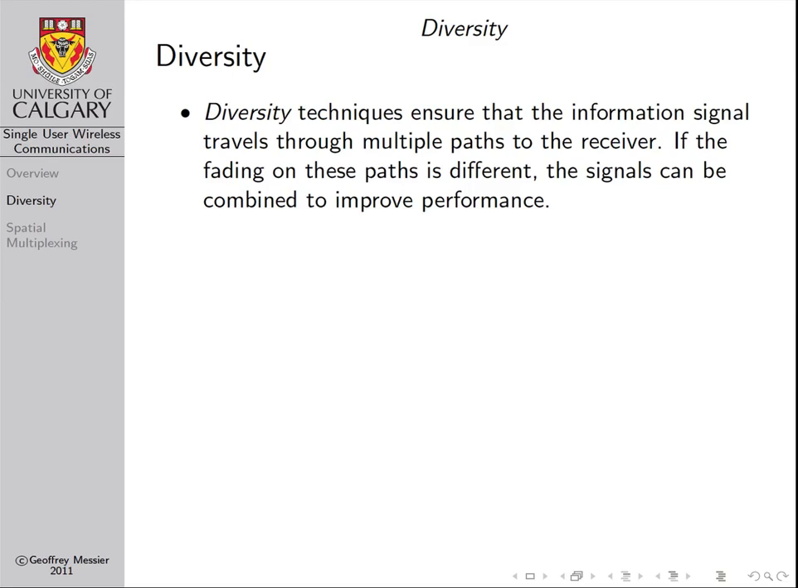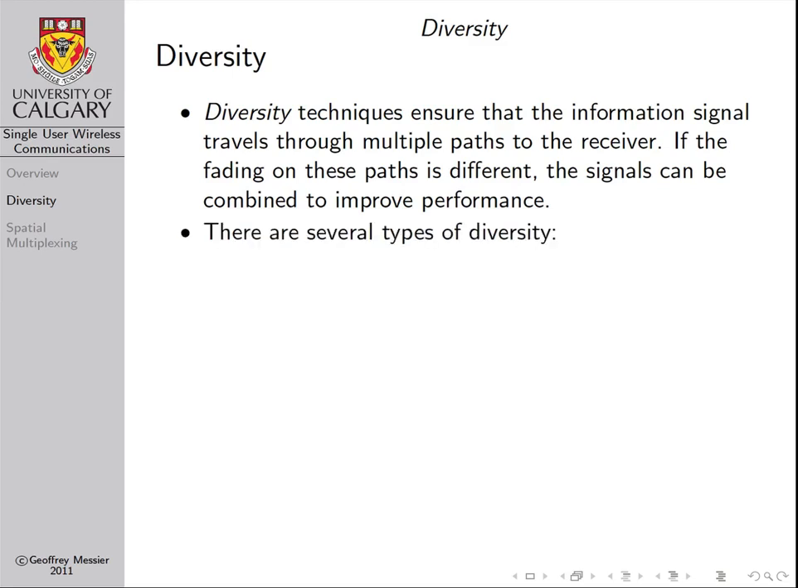If the fading on these paths is different, then we can somehow combine these multiple copies in order to improve performance. And the basic idea is that if one of the copies is experiencing a deep fade, as long as the fading is different on the other copies, we can choose one of the other copies that is not in a fade. So that would be a very simple form of selection combining. But as we'll see, there are other combining techniques as well.